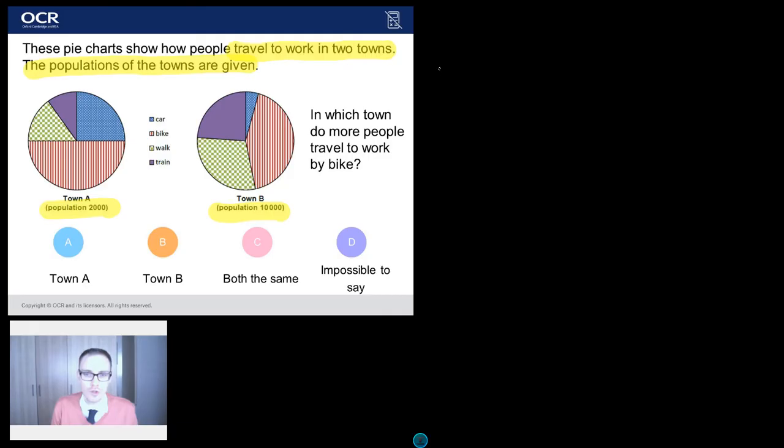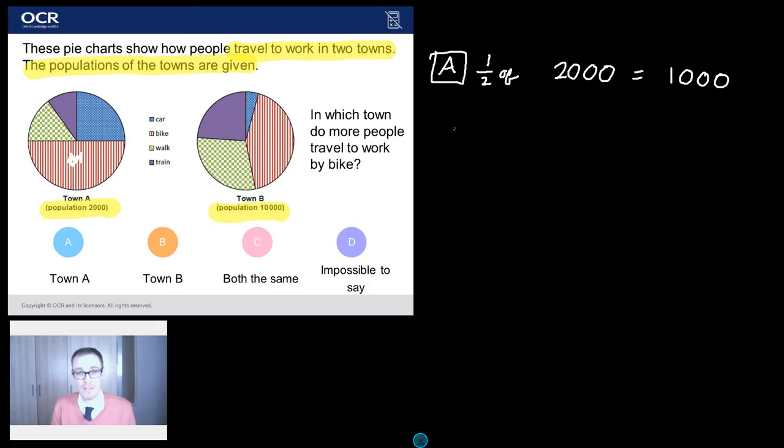So let's do some rough calculations here. Let me take town A. So town A has got a population of 2,000. Roughly what proportion of that population travel to work by bike? Well, as I say, bike is this red stripy area down here. I think that's about half. So a half of 2,000. So I'm going to make a rough estimation that that's about 1,000 people traveling to work by bike. Seems fair enough, right?